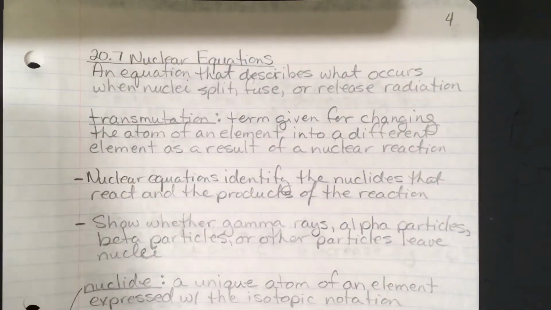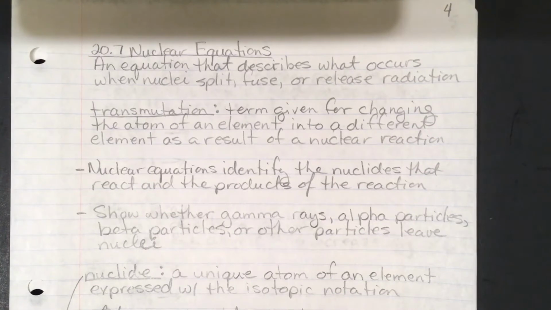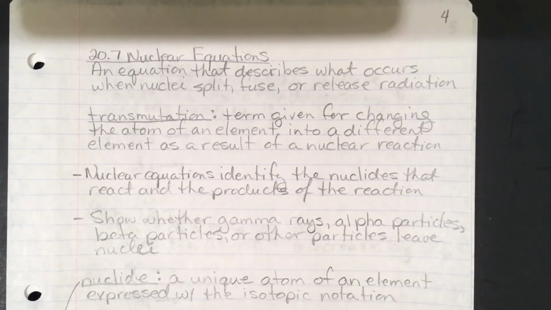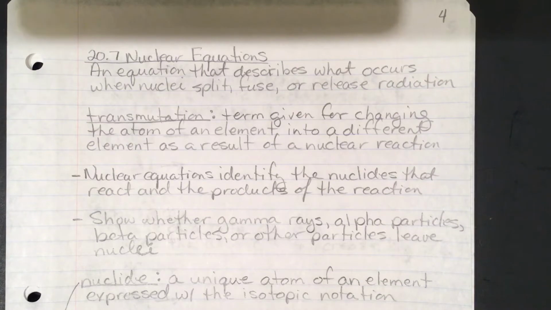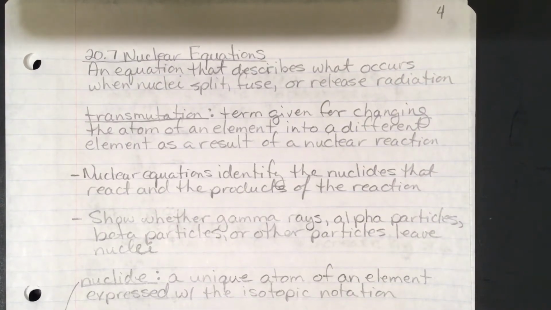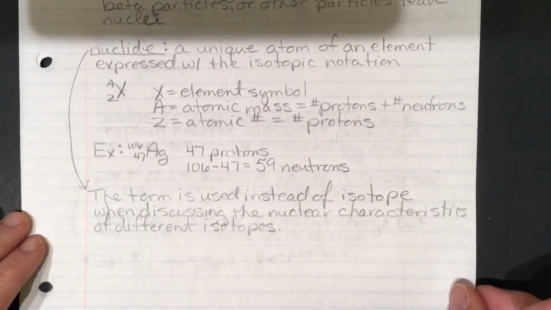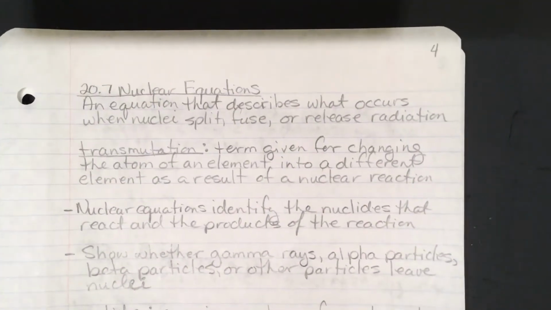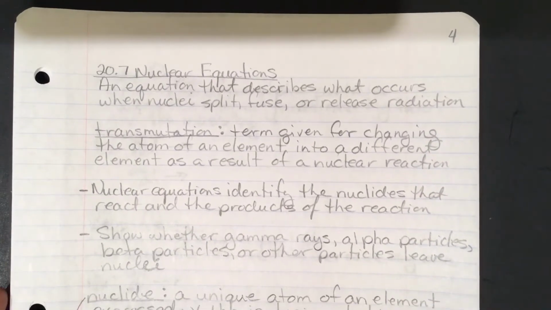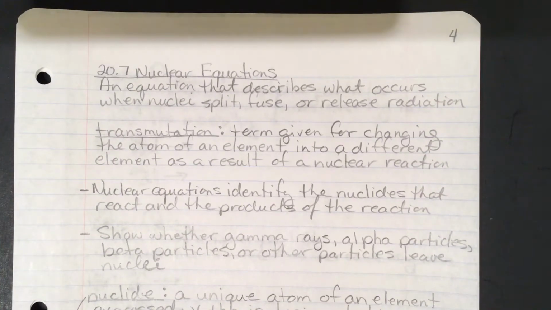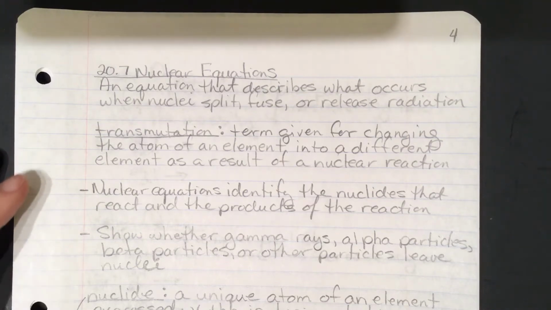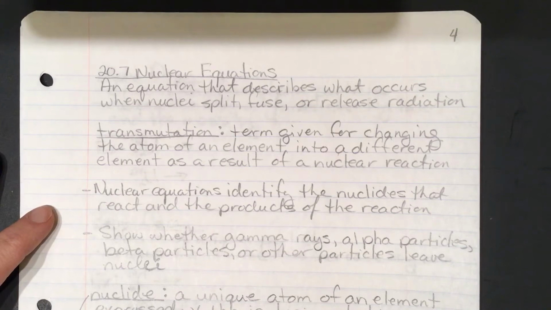I really want to get to nuclear reactions or nuclear equations for today. So this is section 20.7 in your book, and I will show this to you for a few seconds and then move it down. Okay, so nuclear equations. We wrote equations when we were doing chemical reactions, so we also have equations for nuclear reactions. And this is an equation that describes what occurs when nuclei split, fuse, or release radiation.